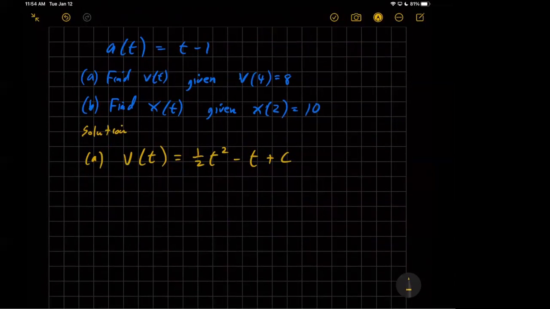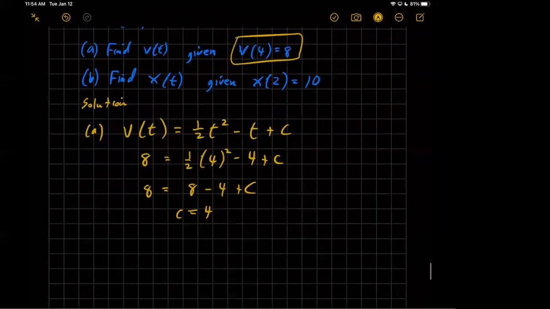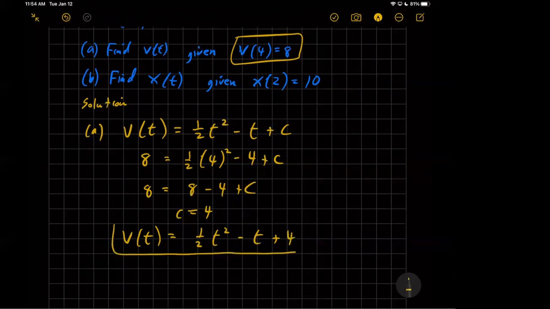Now, we want to substitute in that v at 4 is equal to 8. Okay, so we put in 8 over here is 1/2 times 4 squared minus 4 plus c. Just real quickly, 16 over 2 is 8, minus 4 plus c. So c is 4. So an expression for velocity as a function of time would be 1/2 t squared minus t plus 4. So that is the answer to question A.